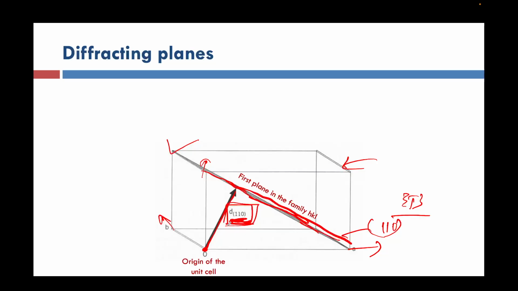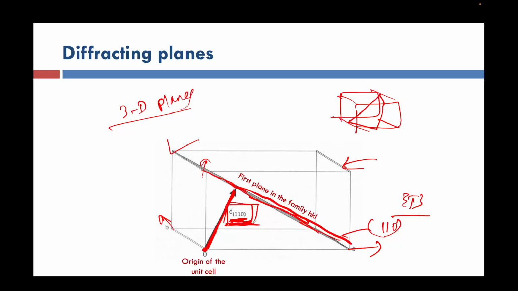So this removed that three-dimensional plane problem. We don't have to take all these things each and every time. If I'm talking about the 343 plane, you don't have to draw a plane like this. Why? Because now we are representing a three-dimensional plane by drawing a vector whose magnitude is equal to the interplanar distance from the origin.